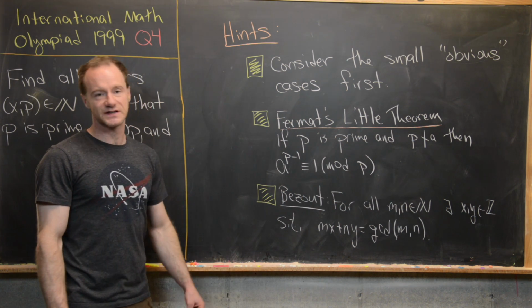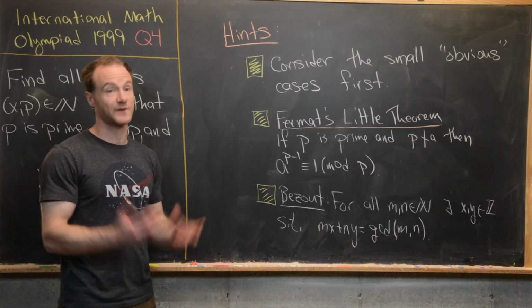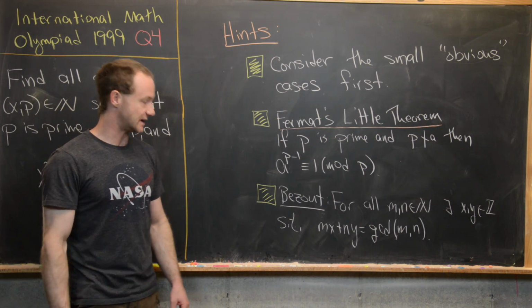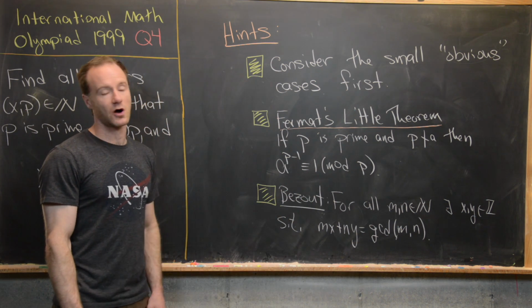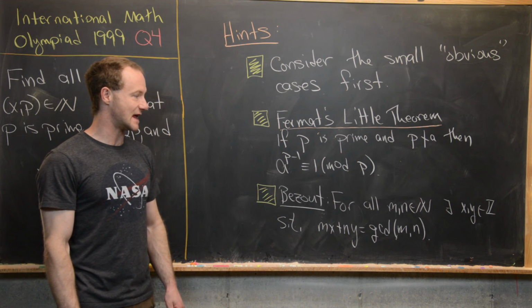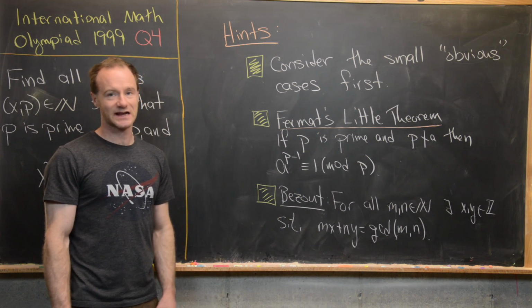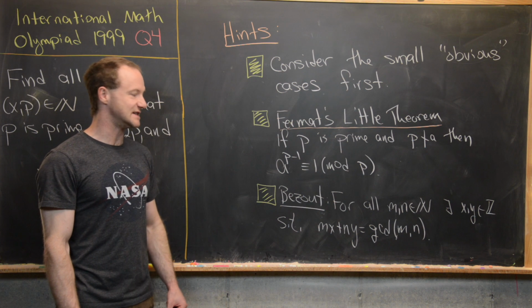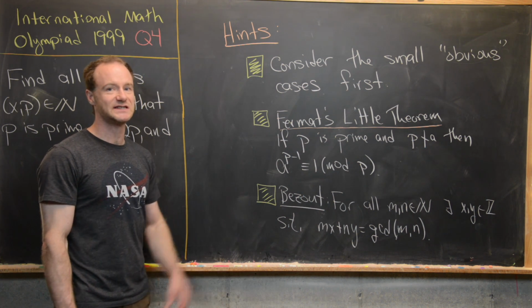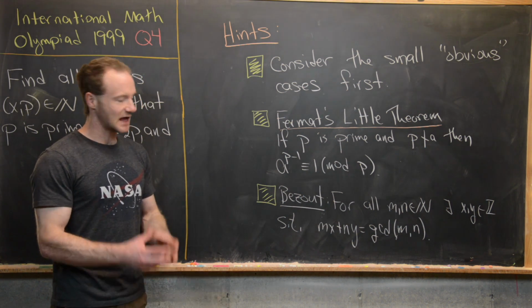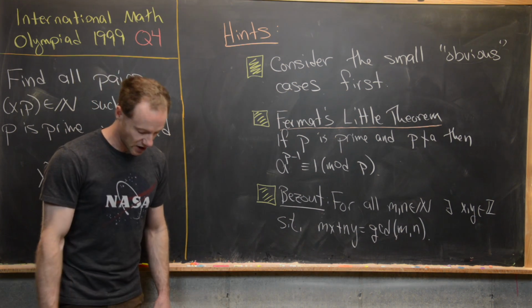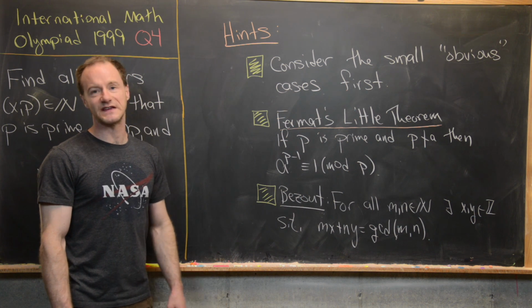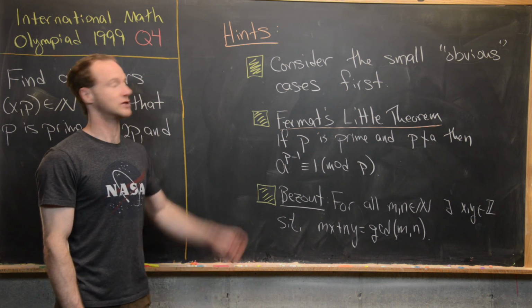And then finally, there's Bézout's identity, which follows from the Euclidean algorithm via something called the extended Euclidean algorithm. That says that for all natural numbers m and n, there exist integers x and y such that mx plus ny is equal to the GCD of m and n. In other words, the GCD of 2 natural numbers can be written as a linear combination of those 2 natural numbers. Okay, so maybe give this problem a go with these hints, and we'll come back with a full solution.